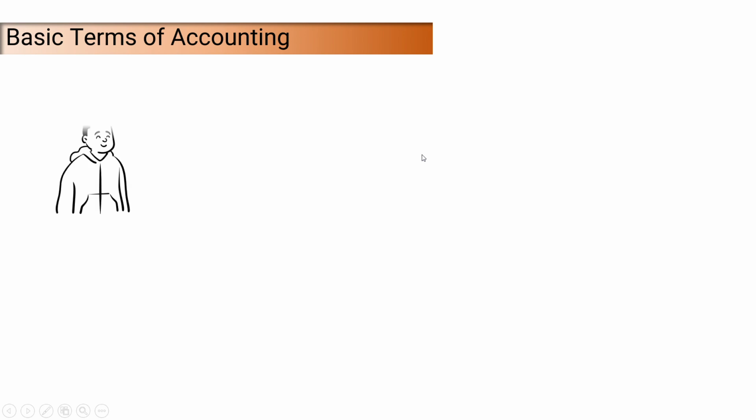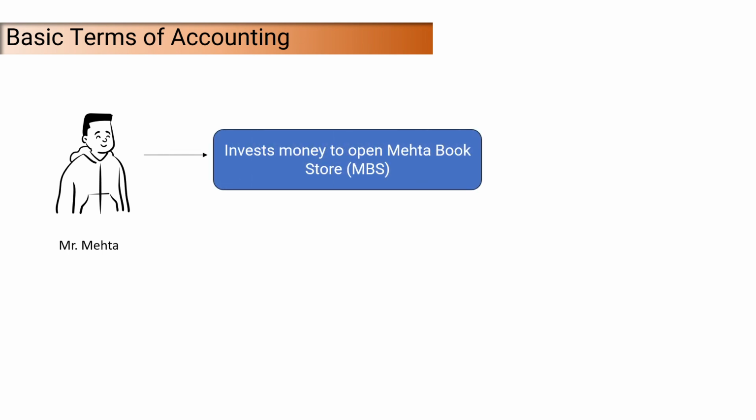Okay, so during this whole process of explaining the basic terms of accounting, I will take an example which is Mr. Mehta. So this is Mr. Mehta, okay, and he has invested the money to open a bookstore, a stationery bookstore, which is called the Mehta bookstore.